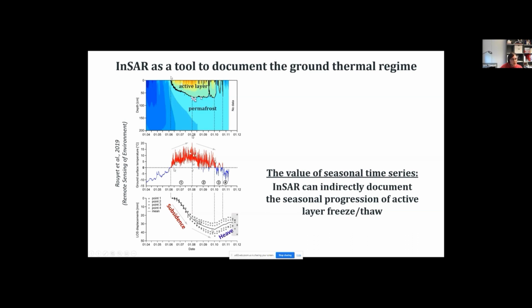And then at one point the ground is freezing again, and then you have this heave pattern that starts. So InSAR can be used as a tool to document the ground thermal regime. It's an indirect tool, but it can still be useful for different scientific applications, and also operational applications when you think about infrastructure stability, for example.